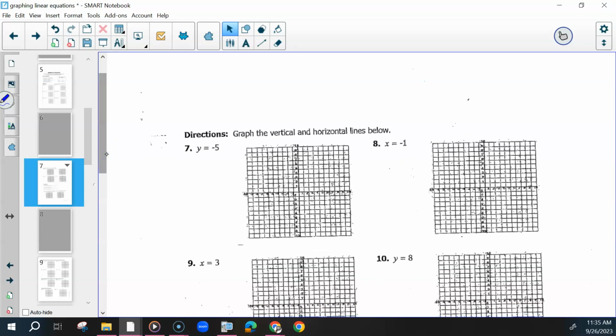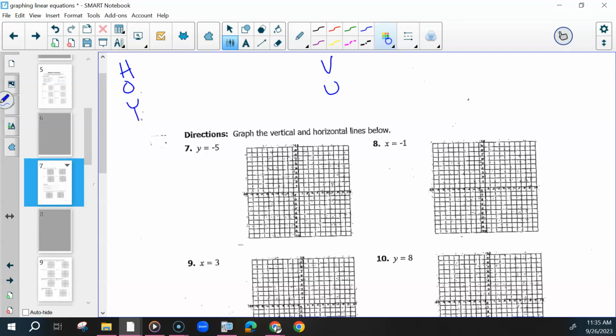So we talked about the slopes for horizontal and vertical lines. We talked about how to write the equation for vertical and horizontal lines. But now we need to know how to graph them as well. So I'm going to rewrite our toy box up here. And I'll rewrite what that stands for.